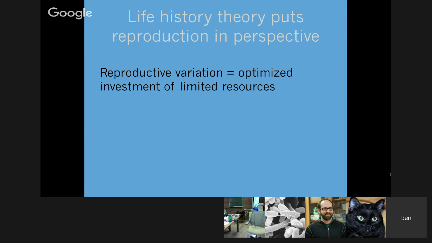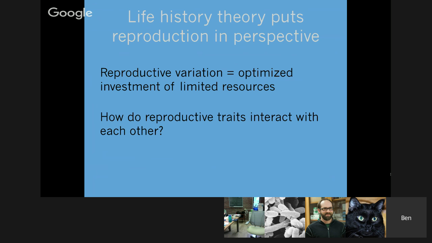Life history theory assumes that resources available to an organism are limited, and variation in reproductive habits are ultimately viewed as the outcome of natural selection acting to optimize reproductive success by investing these limited resources in different aspects of survival and reproduction.